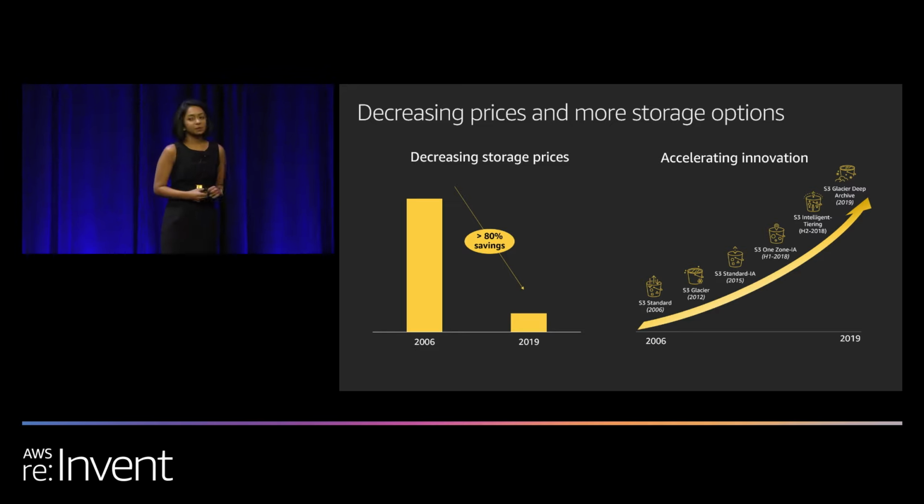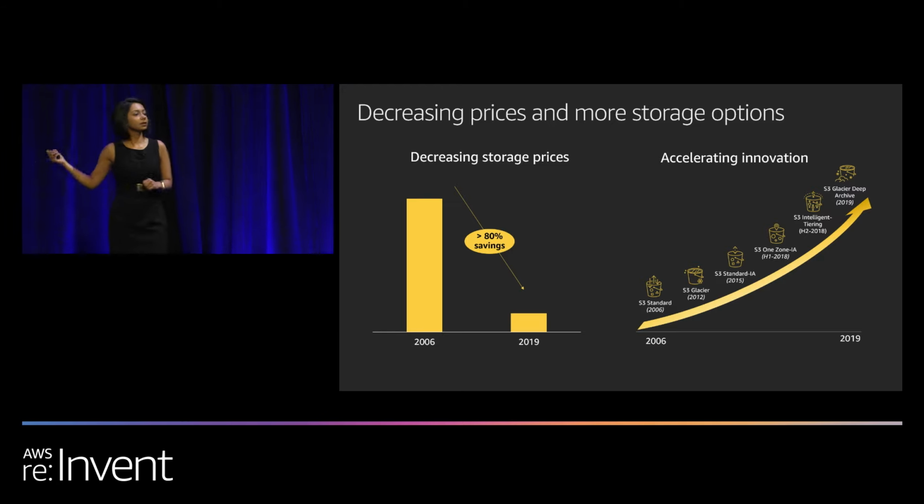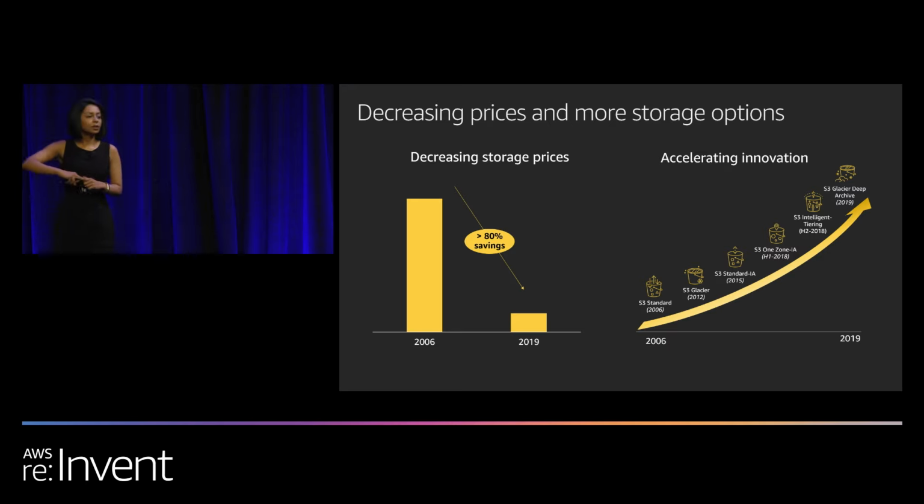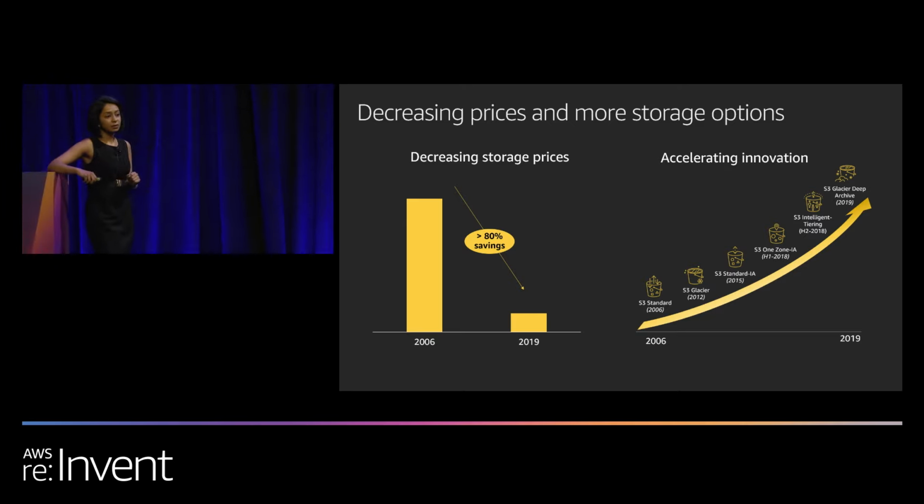The graph on the right talks about how we've accelerated our innovation and given you more and more options as we went along. So we launched S3 Standard in 2006. Then we launched S3 Glacier for archival data in 2012. We then launched S3 Standard IA, which is a storage class for infrequently accessed data, in 2015. Then in 2018, we launched OneZone IA, which is meant for infrequently accessed data that is recreatable. So we store it in only one availability zone as opposed to 3 in other regions.